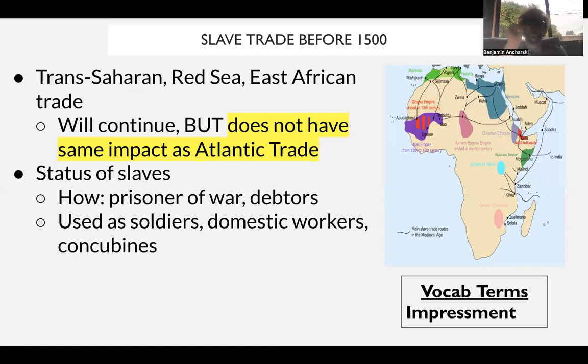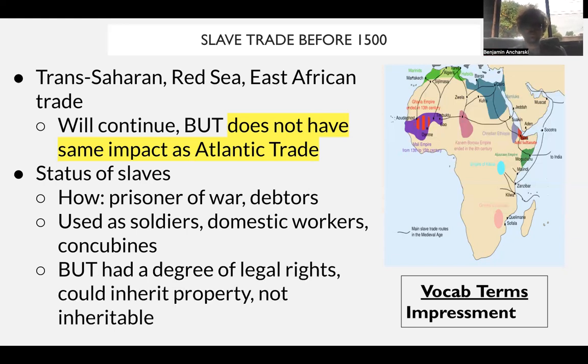It is very rare, however, to see slaves in widespread agricultural or mining production. That is a huge difference that we'll see in the New World, is that slaves tend to be used as domestic workers in African and Muslim slave trade routes.